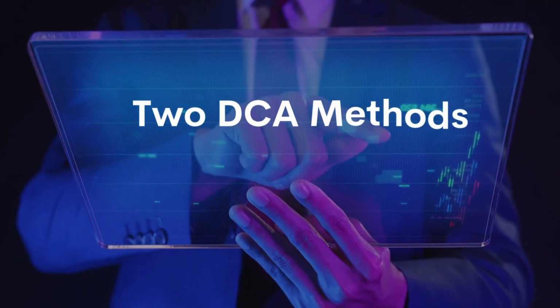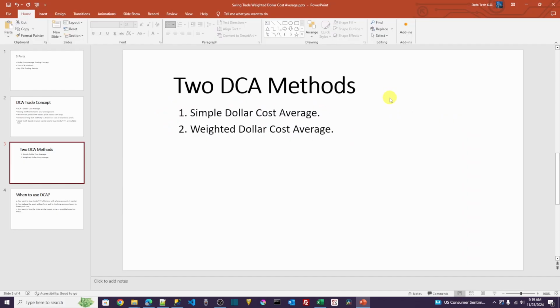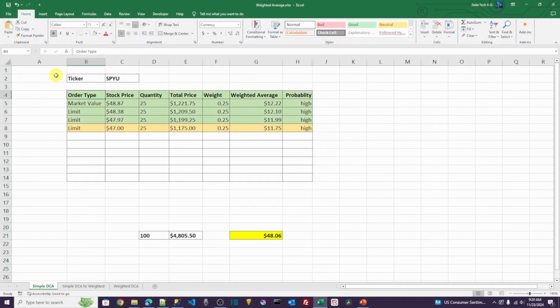Now, most of you have probably heard of dollar cost average. One is a simple dollar cost average. Here, I'll show you guys some examples of what I've recently used. The past week, I've traded SPY-U, which is a leveraged ETF for SPY. I have marked down the total capital I'm willing to risk, which is $4.8 thousand.